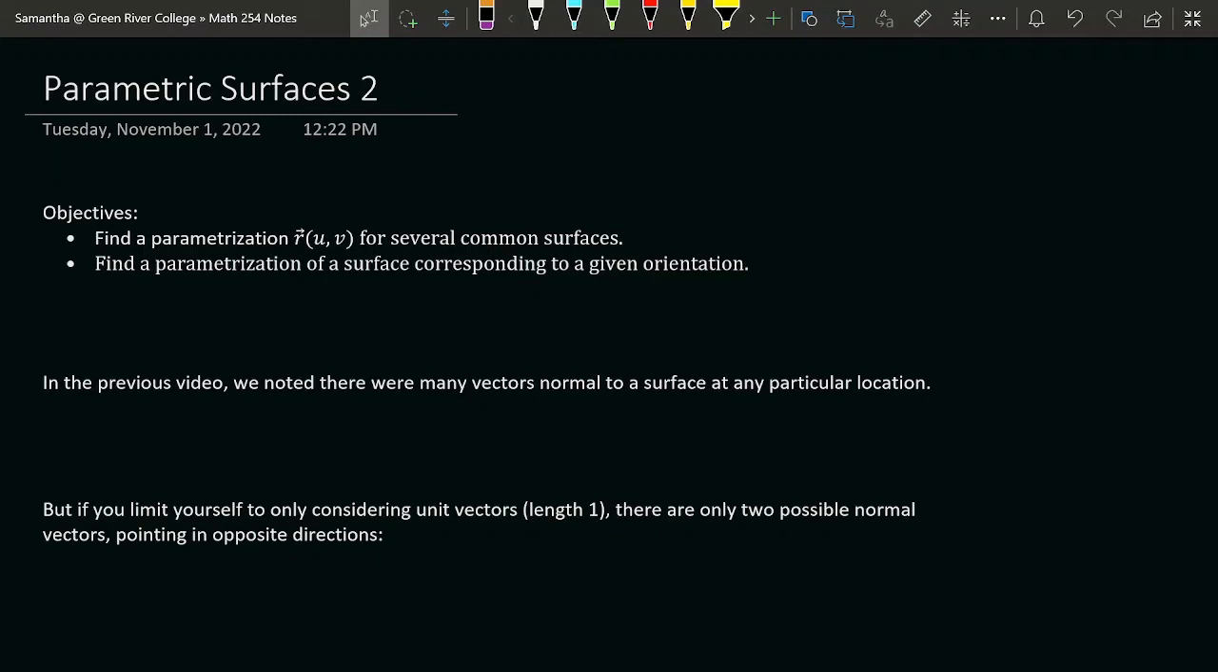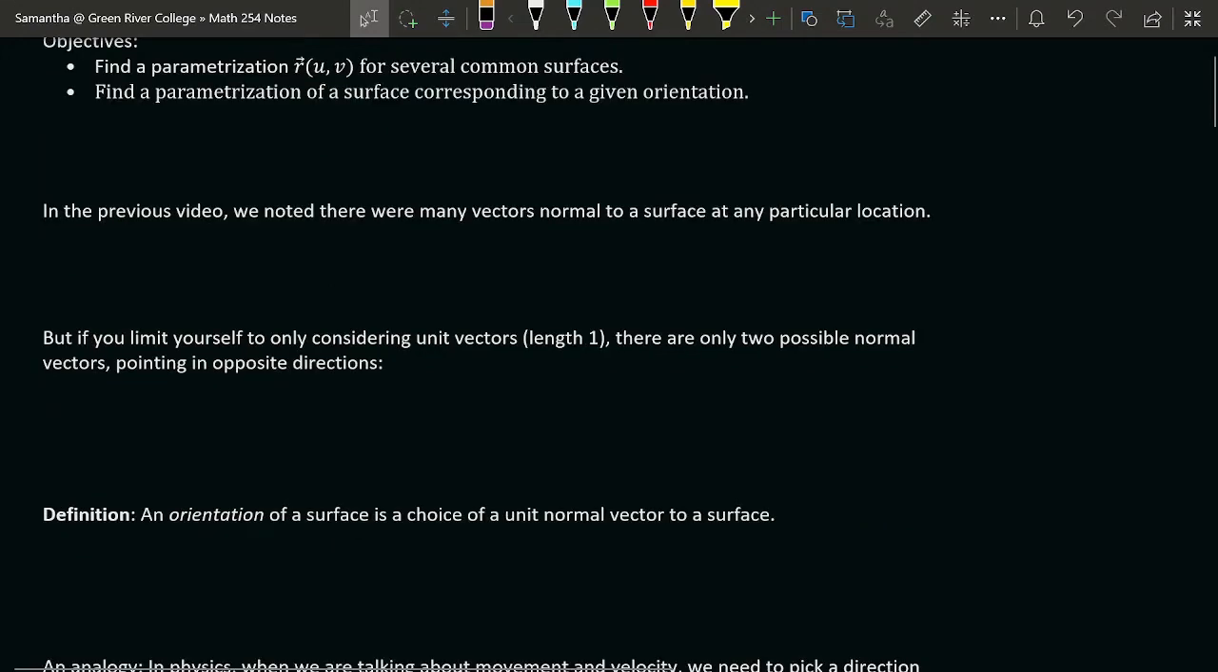Someone's going to hand us a particular shape, a particular surface. Someone's going to hand us a particular normal vector, and our job is to construct a formula that is consistent with that given information. To get started with that, we're going to talk about the concept of an orientation for a surface.